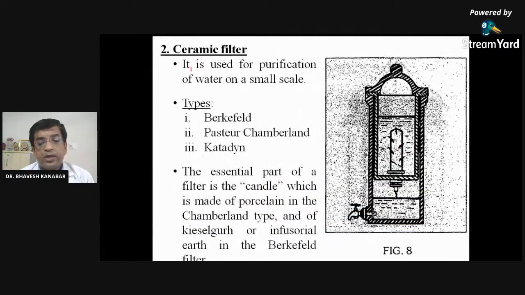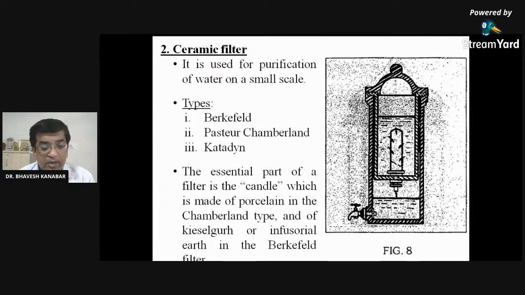Then the second thing is filter. Apart from this well, there are other sources of water, and all sources from which water is coming should be filtered. There are two methods of filtration. Large scale filtration is used whenever water is supplied to the city, village area, Nagar Palika area, or corporation area. That is filtered by large scale filtration.